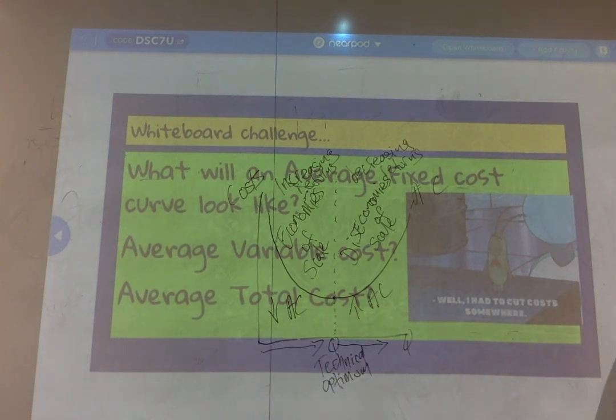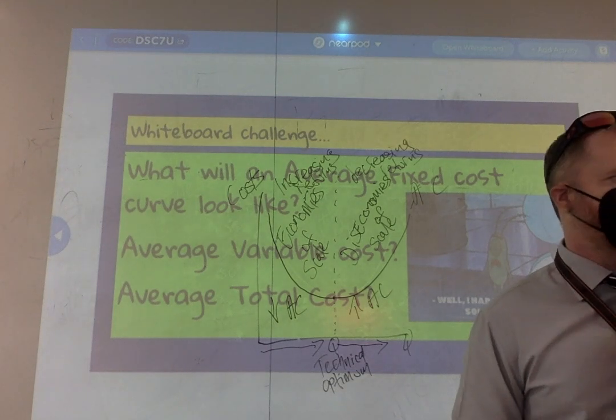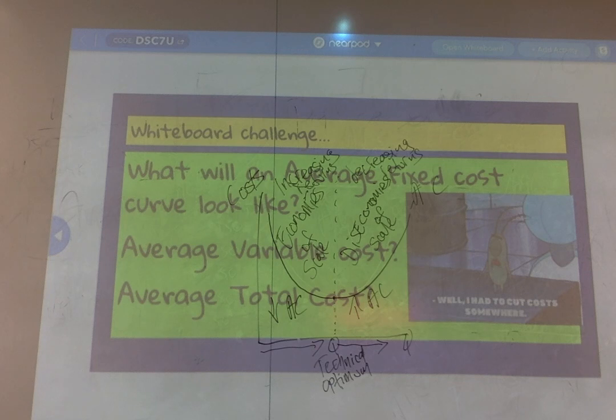Why is it called technical optimum? It's a very good question. I don't know. I've always known it as the technical optimum, which I found quite funny because the code was TO.